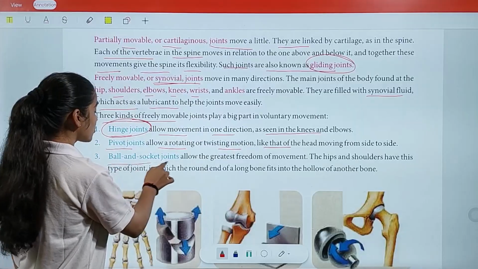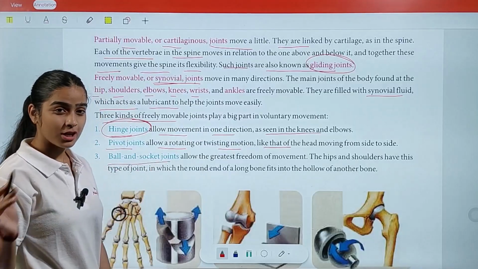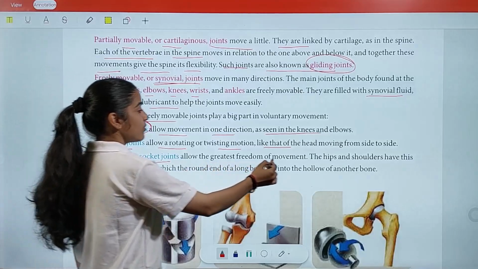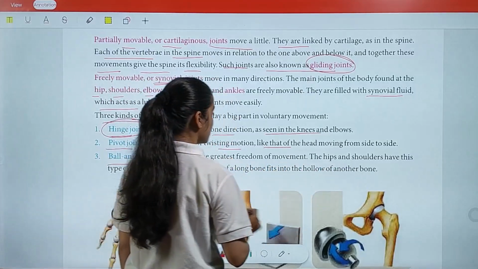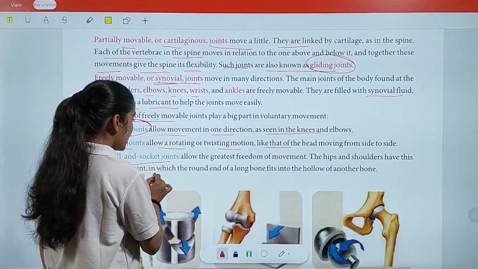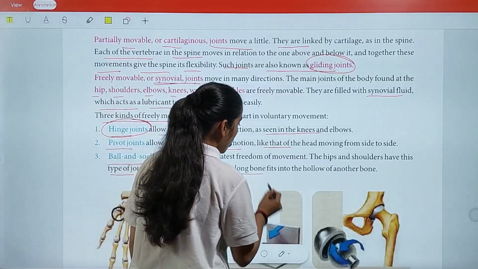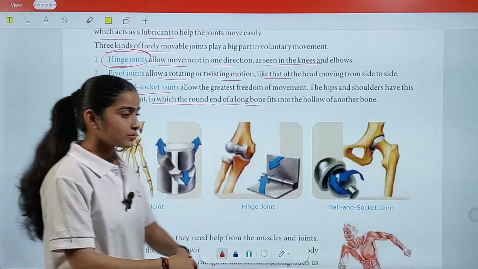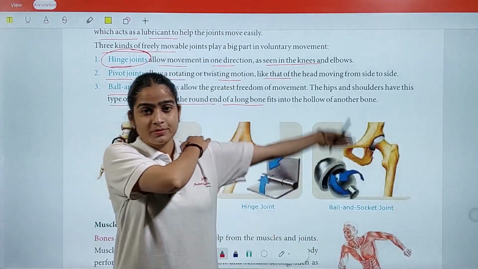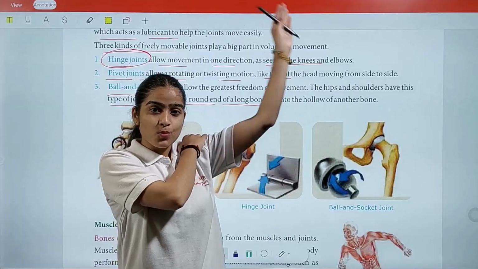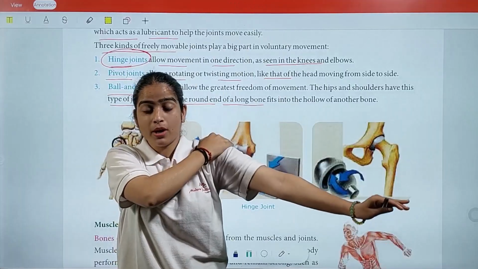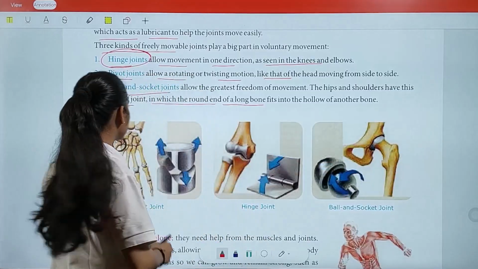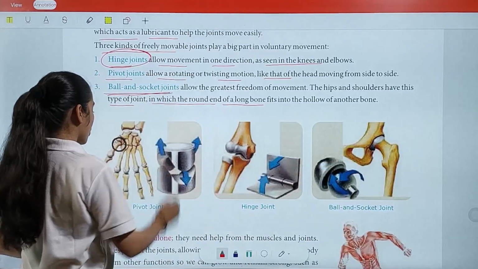Now ball and socket joints. In a ball and socket joint, you observe your ball and socket as well. It allows the greatest freedom of movement. The hips and shoulders have this type of joint, in which the round end of a long bone fits into the hollow of another bone. So this is your bone. Okay, because I can move it freely. This is my ball, and this is the hollow joint which is connected to this. So this is called your ball and socket joints.